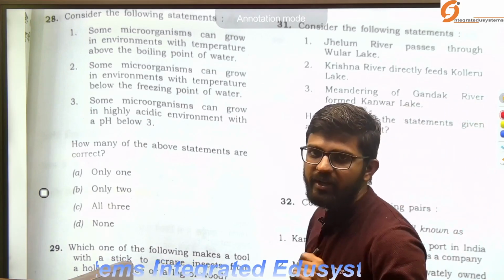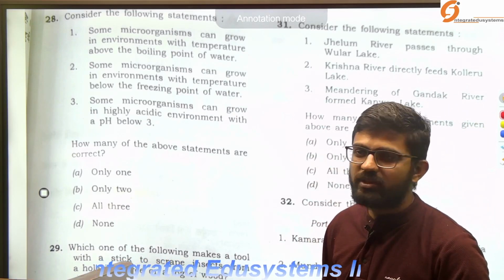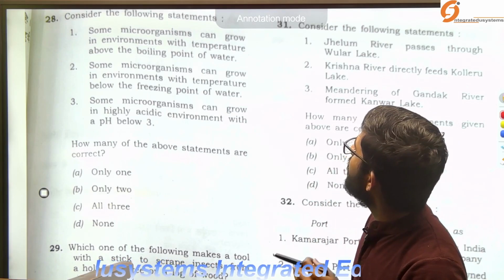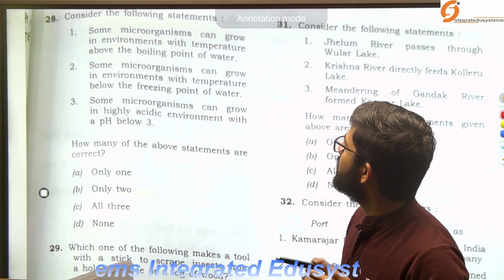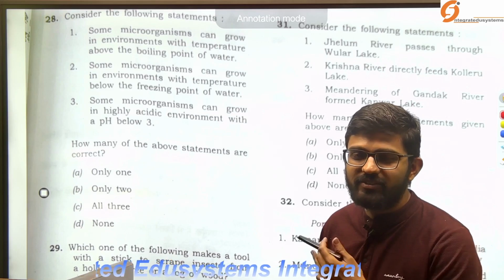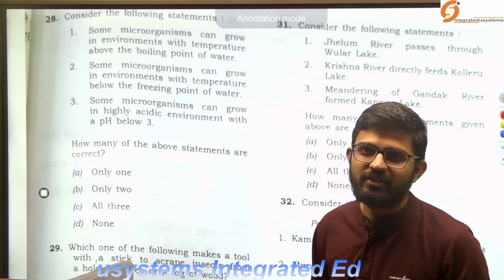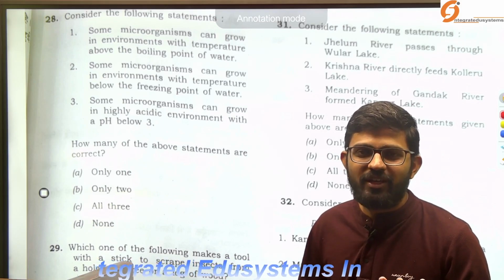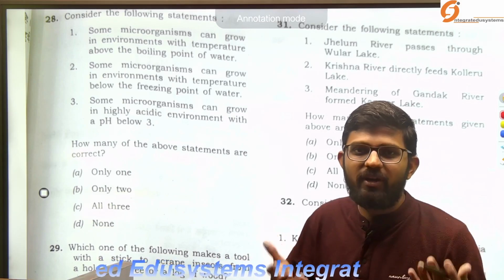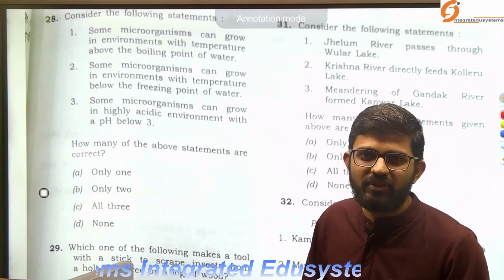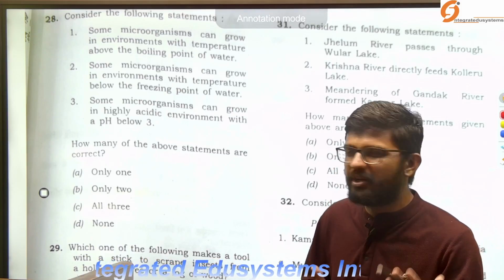Question number 28. One of the most interesting questions. Consider the following statements. Some microorganisms can grow in environments with temperatures above the boiling point of water. We must understand the uniqueness of microorganisms, that they are found even in places where other living organisms cannot inhabit. It's a biology question also, and even in the geography of the environment we study some traces about it.